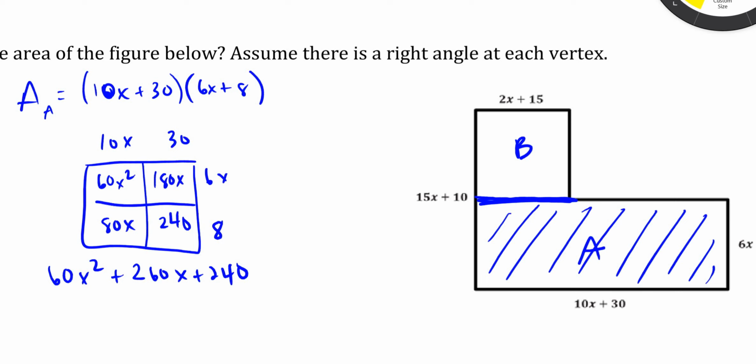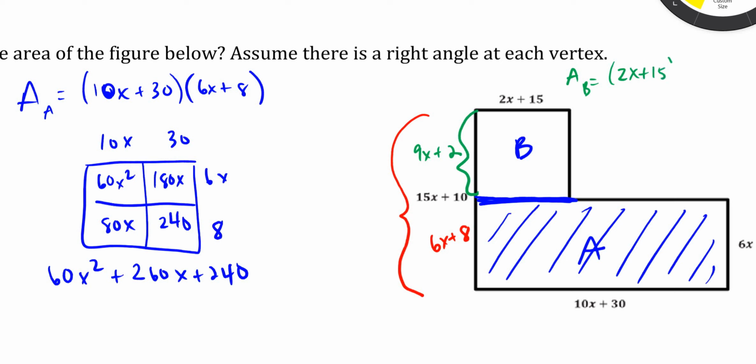So I already know this area now. I need to find the area of B. Well, to do that, I know one side, but I need to find one of the other sides. So I need to find either the length or the width, whichever one is missing. I know this entire piece is this 15x plus 10, but this small piece is 6x plus 8. If I subtract those two expressions, I'll get this remaining piece that I want to know. So if I do 15x minus 6x, that's 9x. And if I do 10 minus 8, that's plus 2. So now I know the dimensions of B.